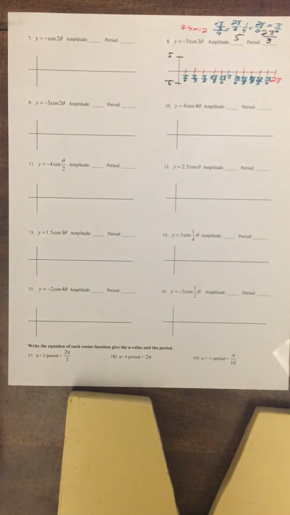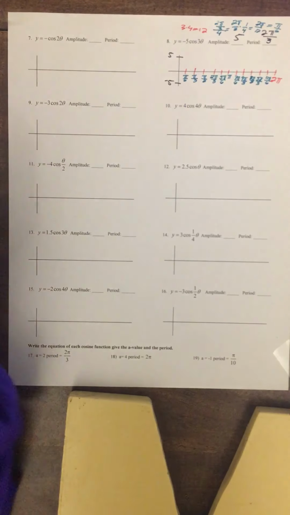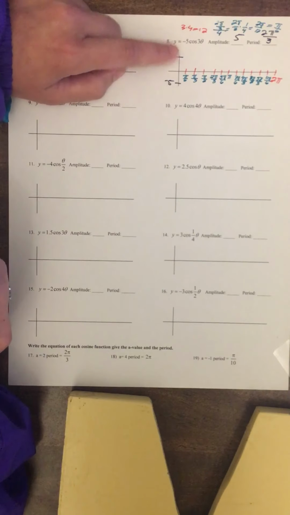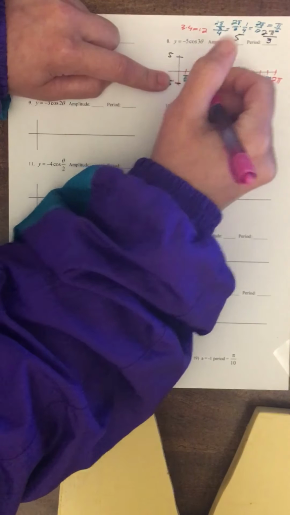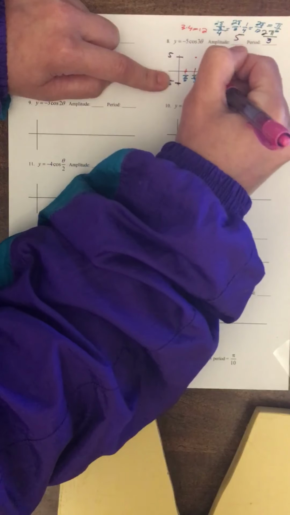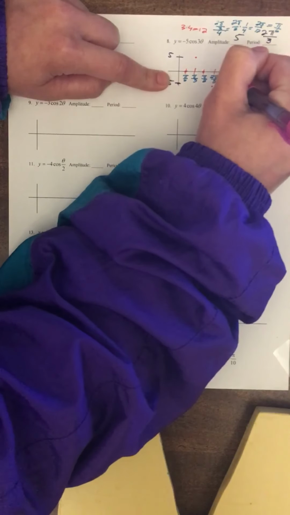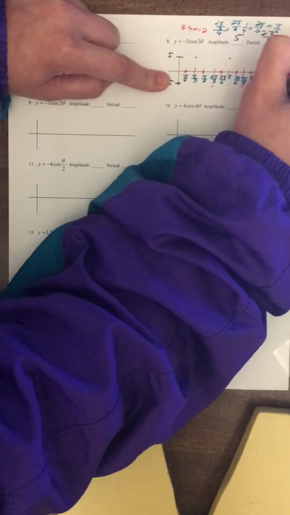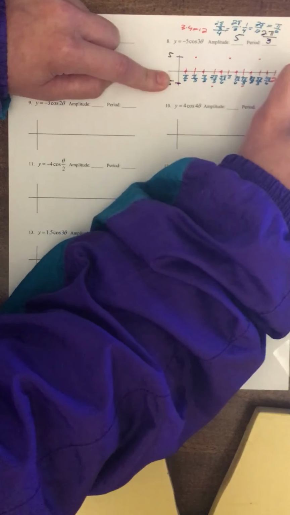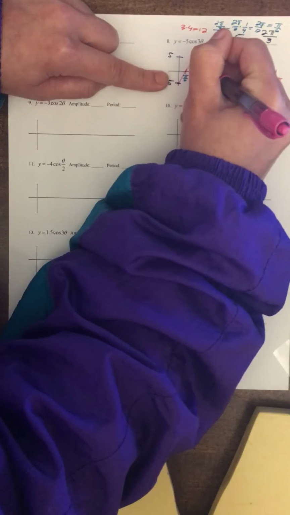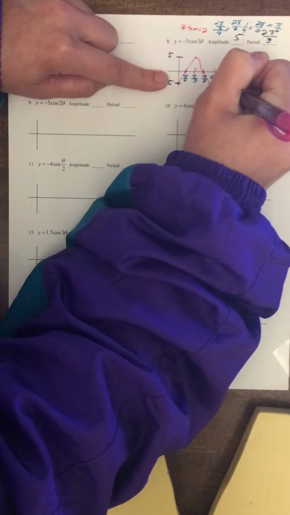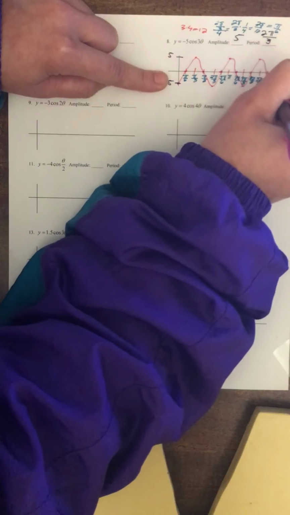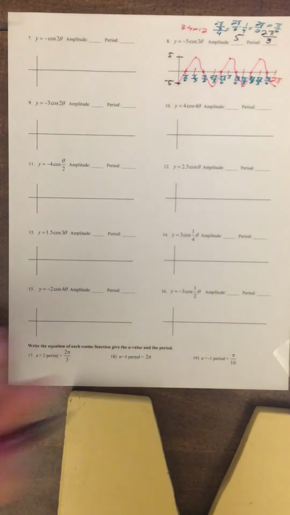Since this is cosine, we're going to be starting on our y-axis. Sine starts at the origin, cosine starts on the y-axis. Since it's negative, we're going to start down here. So we'd go bottom, middle, top, middle, bottom, middle, top, middle, bottom, middle, top, middle, bottom. And our graph, just connecting the dots, is going to look like this.